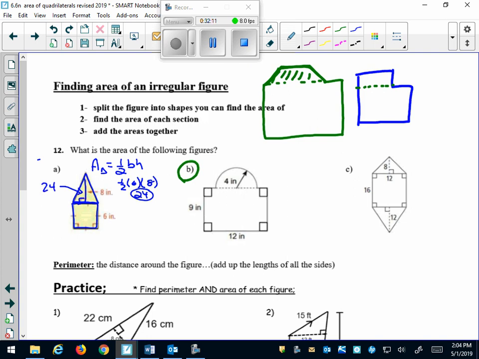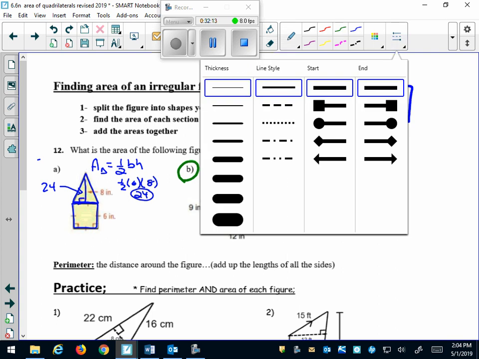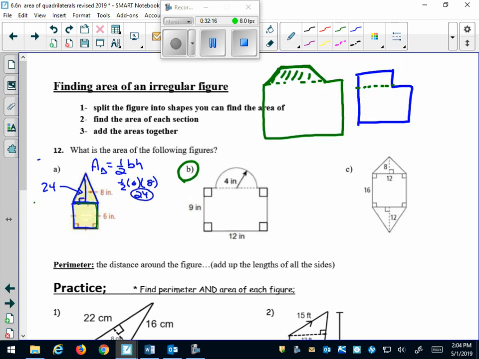Now let's do the area of the square on the bottom. If each side is 6, what's the area? 36. How are we going to get the area of the whole shape? 24 plus 36 equals 60. So 60 square inches. Again, anything like this, you're going to want to show all your steps, label things carefully so that I can follow what you're doing and that you can follow what you're doing.